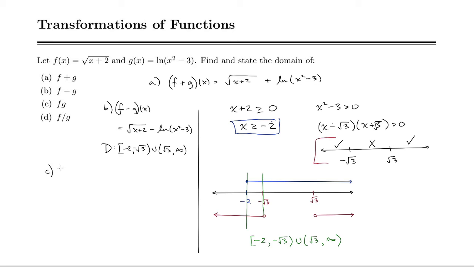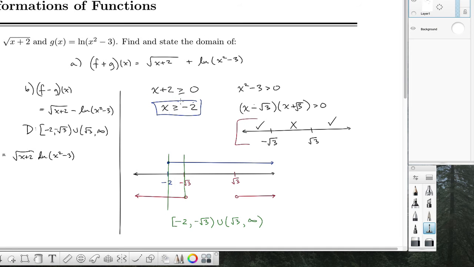For part C, f times g of x is, well, we're just multiplying now. So square root of x plus 2 times the natural log of x squared minus 3. And we have the exact same rules there. x plus 2 has to be greater than or equal to 0, and x squared minus 3 has to be greater than 0. So our domain for this is also the same. Now you may be wondering, does that mean that for any combination of functions, the domain will always be the same? Well, let's see.